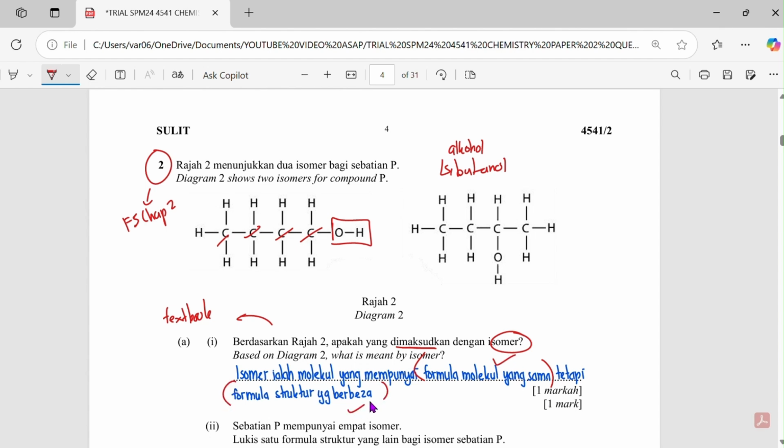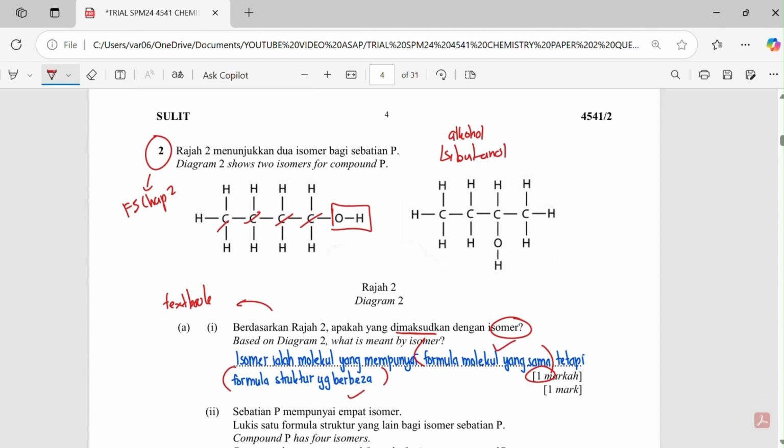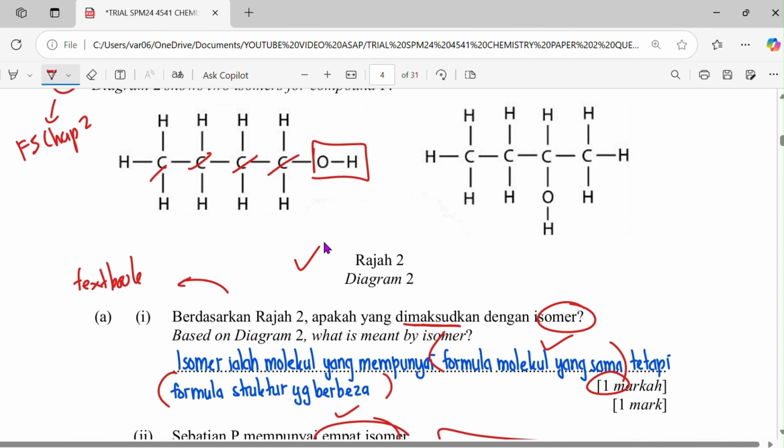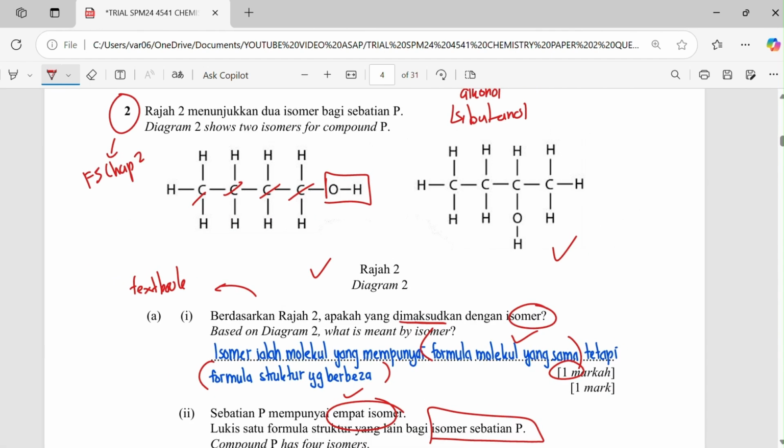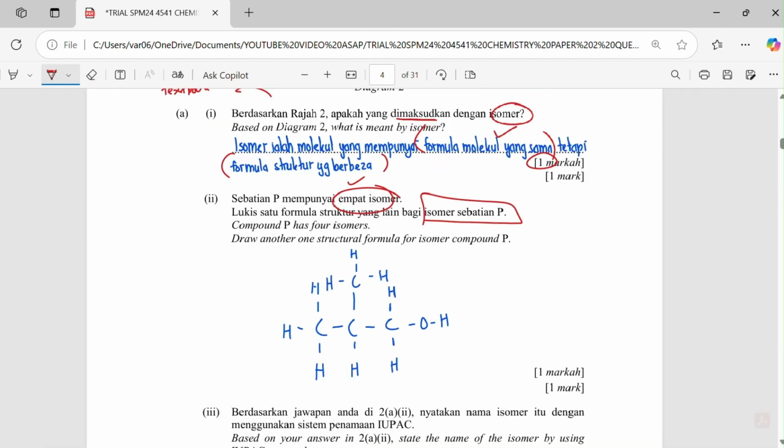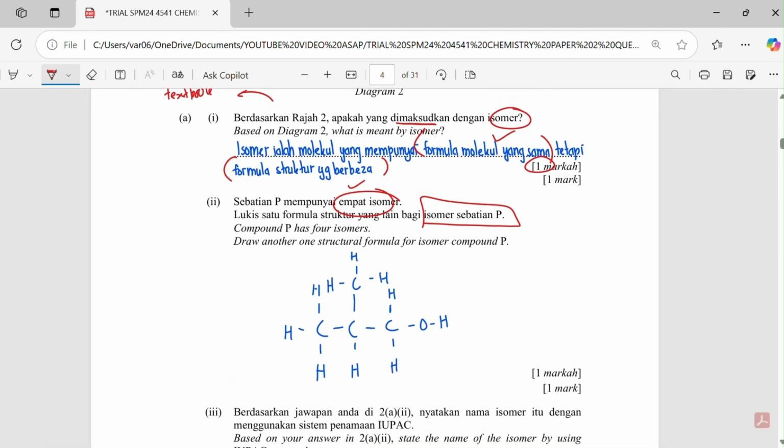Okay, next. Sebatian P mempunyai 4 isomer. Lukis satu formula struktur yang lain bagi isomer sebatian P. Okay, so they already give you 2 isomers here lah. 2 types of drawing here. So there's another 2. So I have drawn this lah. Okay, so it's very simple. That's why they only gave you 1 mark there. Next, berdasarkan jawapan anda, nyatakan nama isomer.